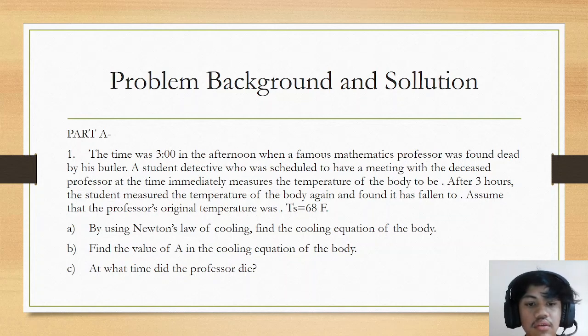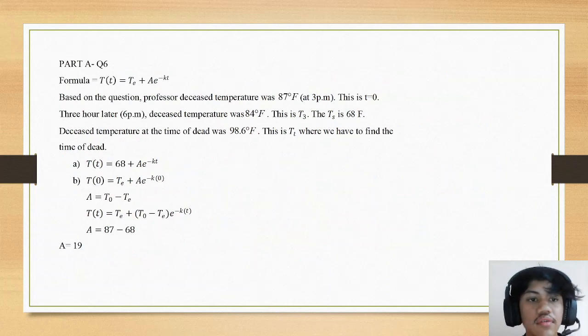By using Newton's law of cooling, A: find the cooling equation of the body. B: find the value of A in the cooling equation of the body. C: at what time did the professor die? So this is the first solution for the A question. The formula used is T equal to Ts plus A e to the negative kt.